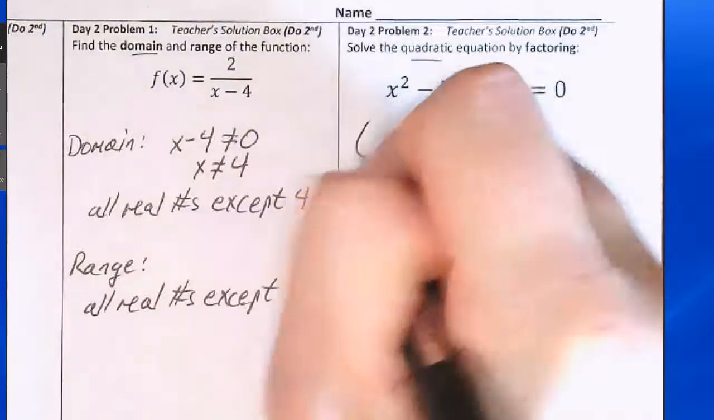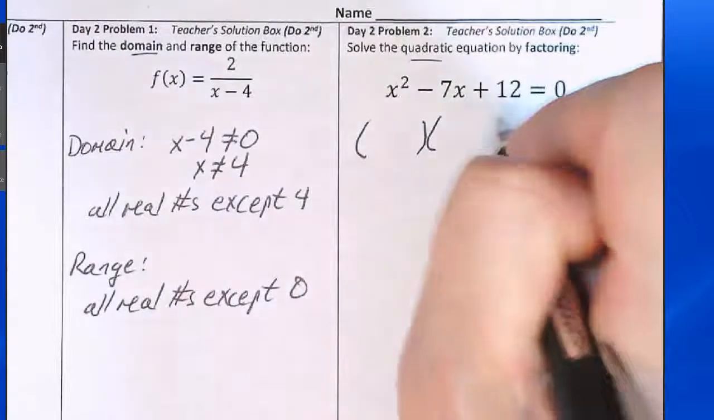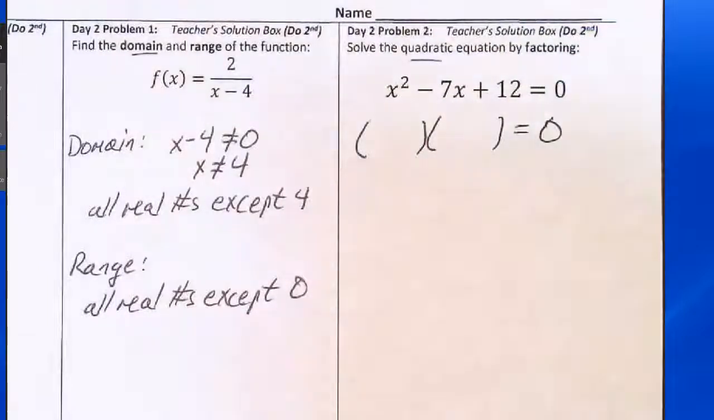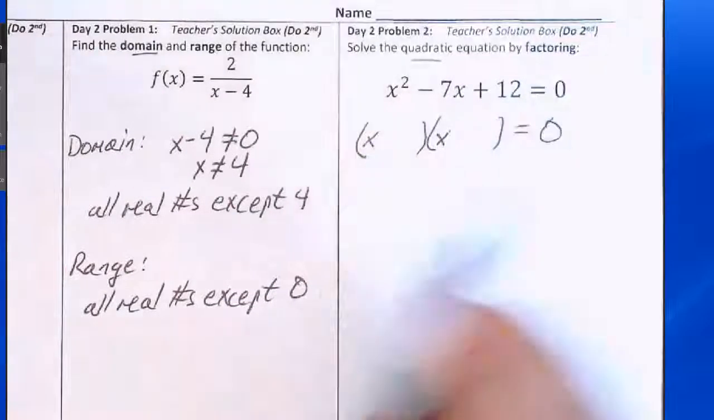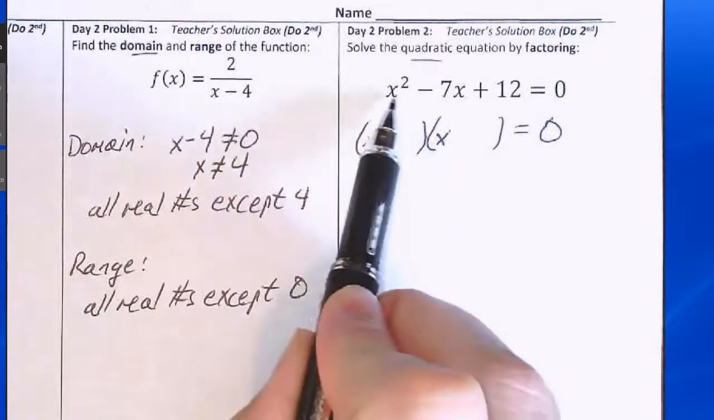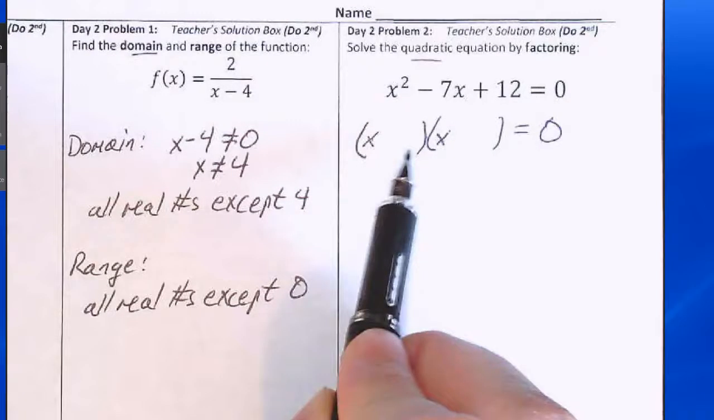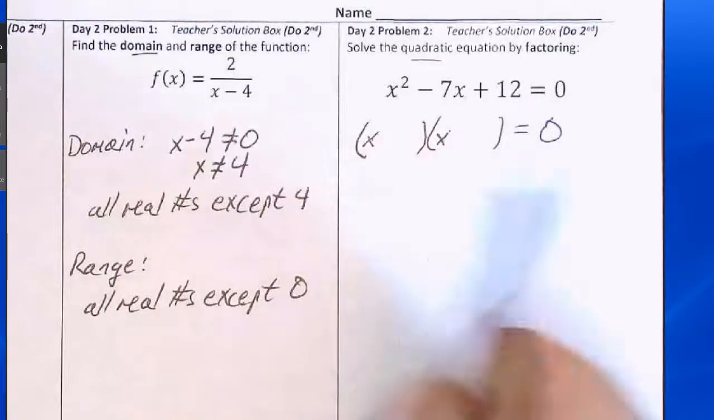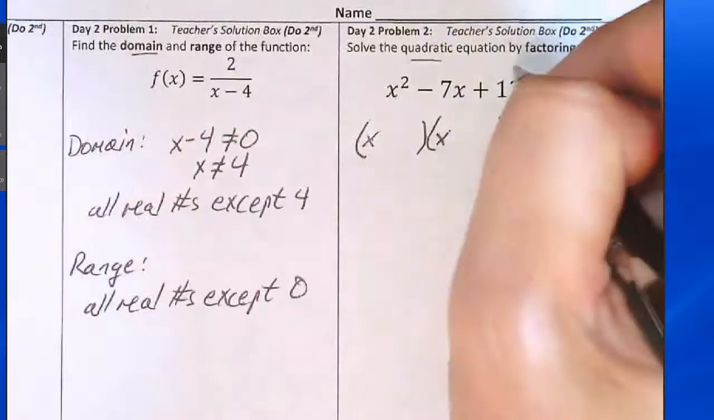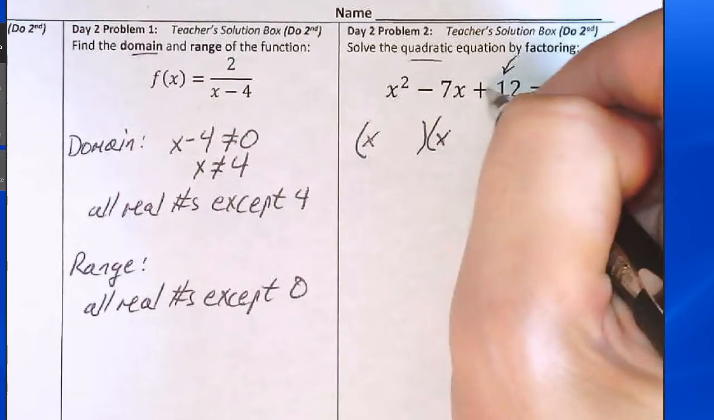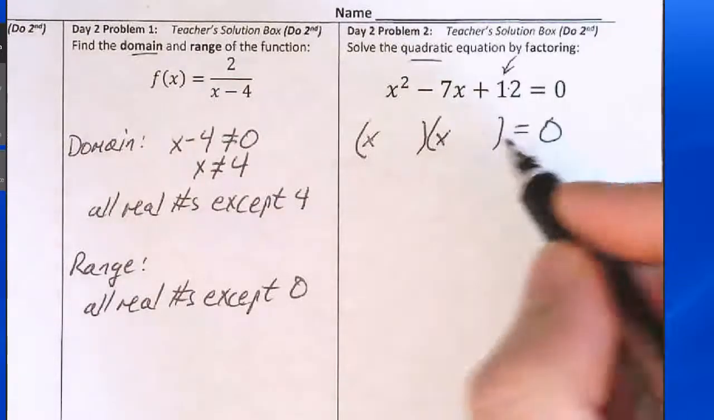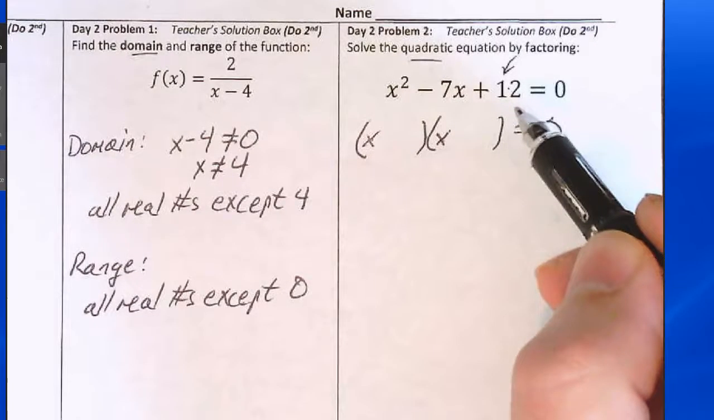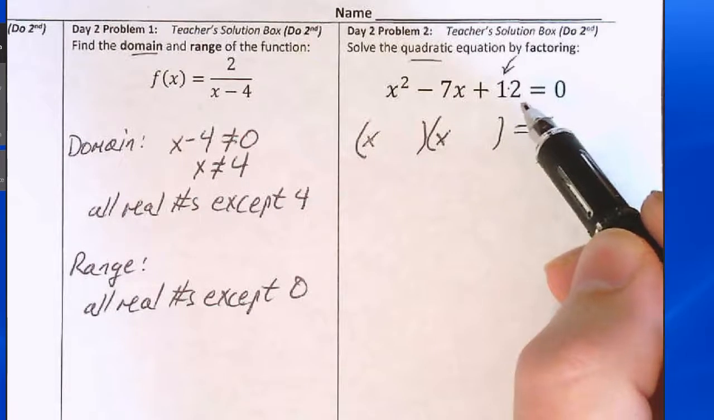Trinomials factor into a binomial times binomial pattern using FOIL. This has to be x and this has to be x because x times x is how the first term would turn out to be x squared. For this number here and this number here, it has to be a pair of numbers that multiplies together to create positive 12. There are lots of possibilities. 1 and 12, 2 and 6, 3 and 4.